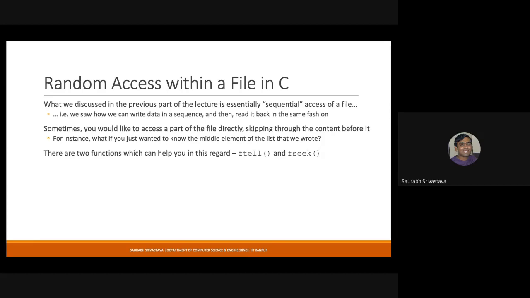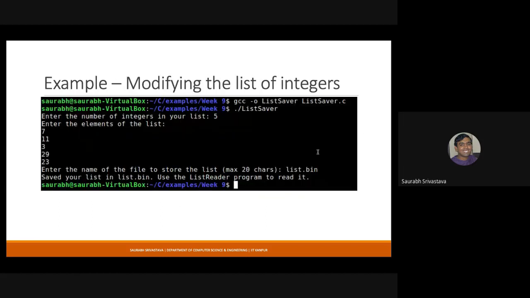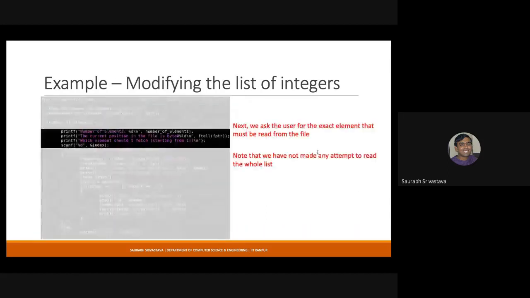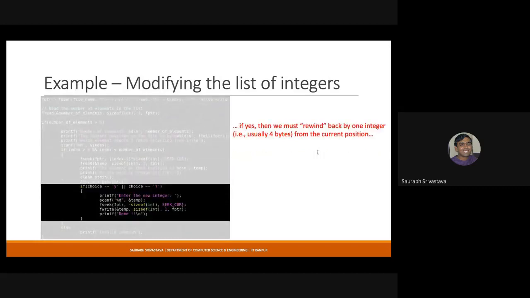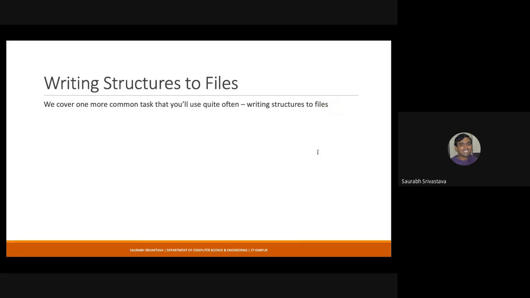ftell can tell you the current position in your file, that is, where the access position is right now. ftell will just tell you where it is, and fseek can take you to that position. That is the overall idea. I think we have discussed this in the class as well. Anything else in this?